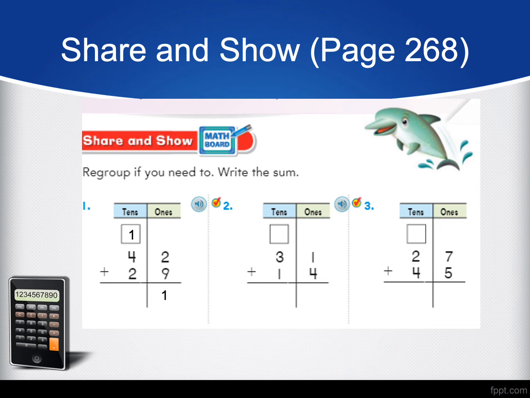Now then you have to add 4 plus 1 plus 2. And what is 4 plus 1 plus 2? It's 7, so the answer is 71. Excellent. Now let's look at the second one.